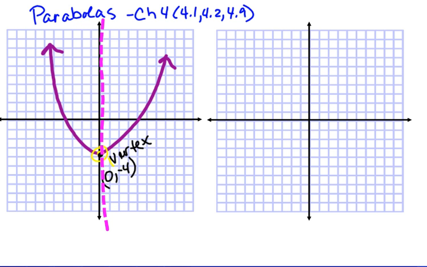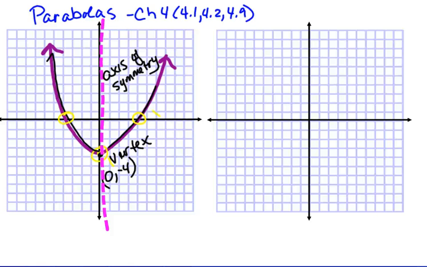In addition to the vertex, a really important value in a parabola is called the axis of symmetry. So this is the axis of symmetry, which means on either side of that line, it's symmetrical. The curve should curve up the exact same way on the right side of that axis of symmetry as the left side.